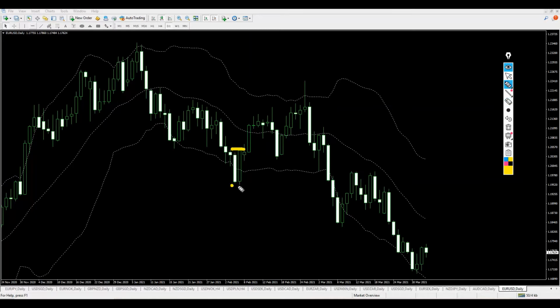Our stop would be 15 pips below the setup. Now look at this setup. This one has played beautifully, and it pretty much hit our target. The target was the other Bollinger Band.